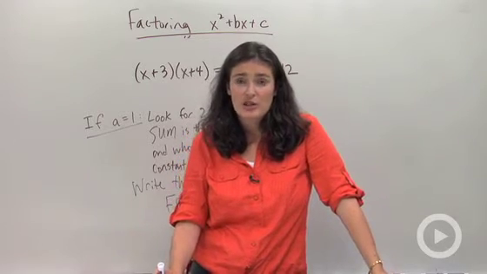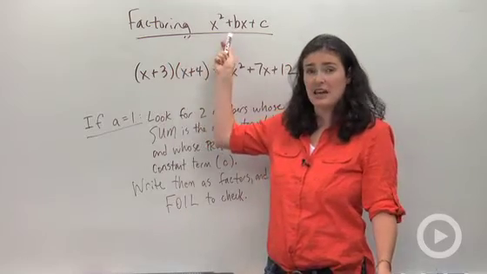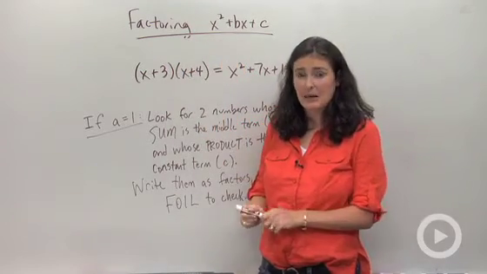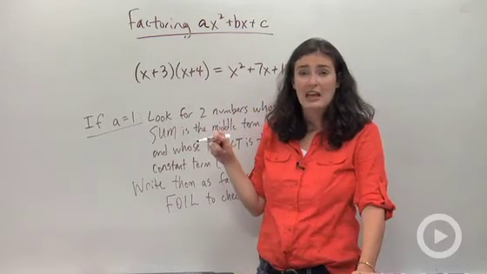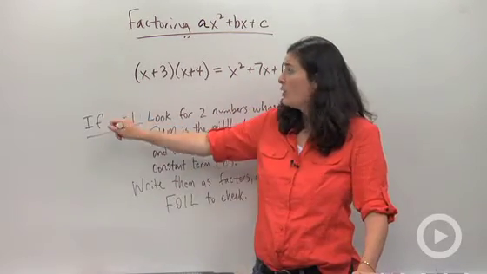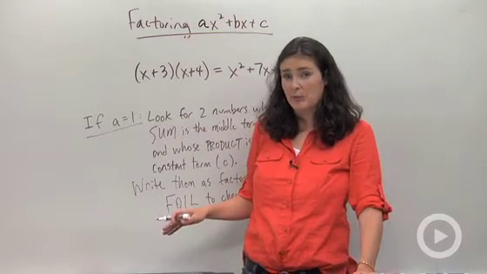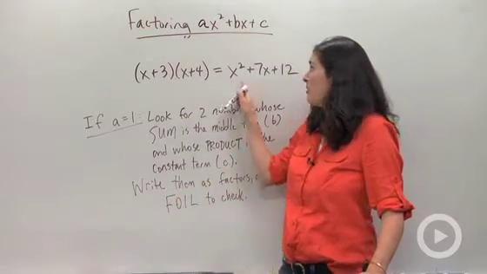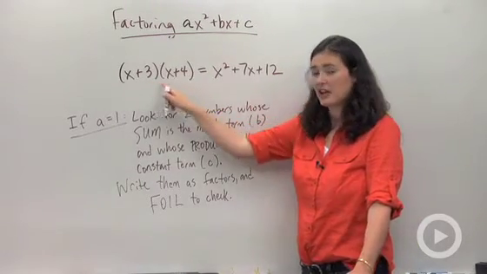In these lessons, we're going to be looking at how to factor when it looks like x squared plus bx plus c. Sometimes this is written with an a right there, and we're talking about when a equals 1. When a equals 1, there's a couple steps you want to do, but first I want to show you an example. You're going to be given a problem like this and asked to write it in its factored form.